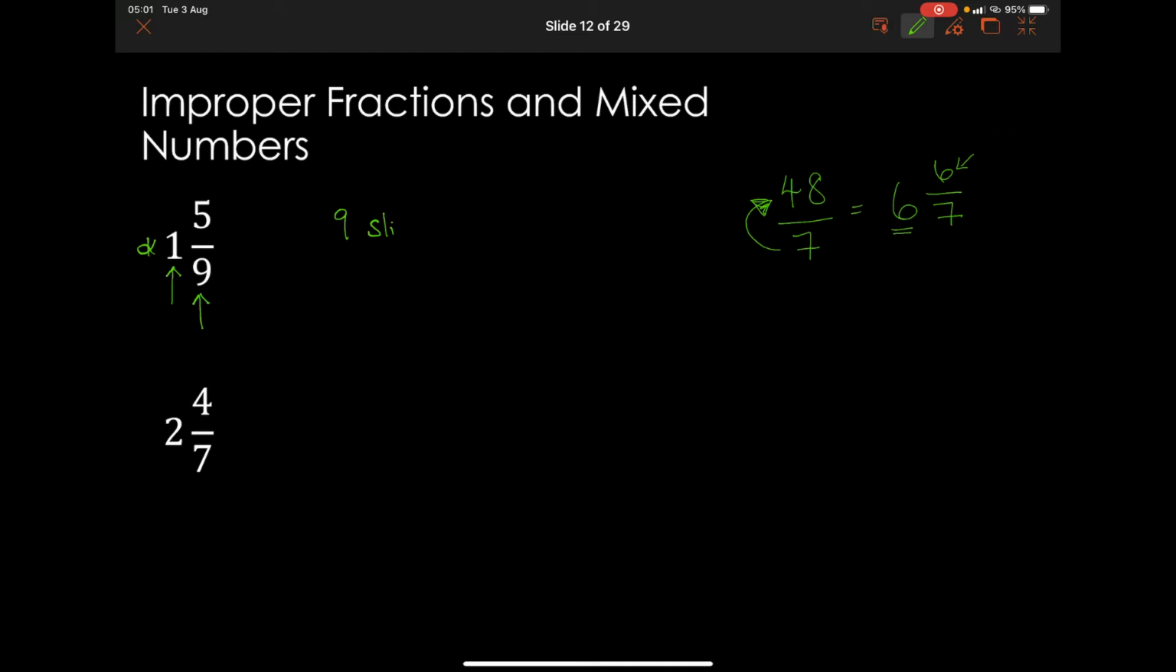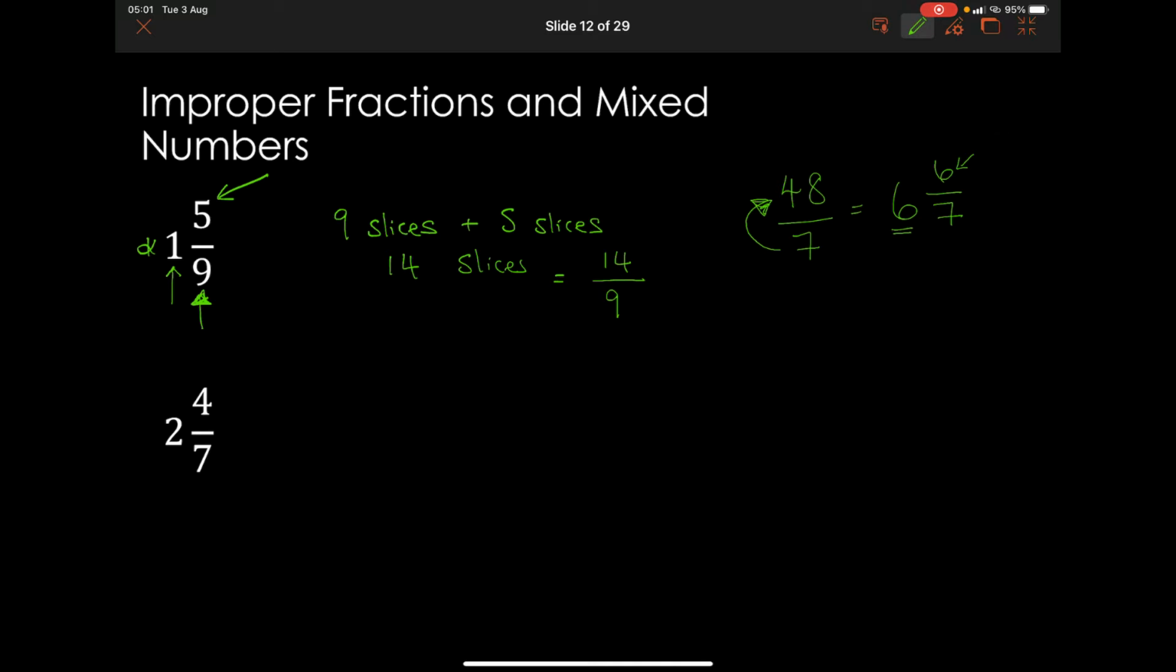So I know I've already got 9. I'm going to write that down. And then I've got 5 left over. So I've got another 5 slices. So altogether, I've actually got 14 slices. And to write that as a fraction, I would say it's 14 out of 9 because 9 is what's on the bottom here. And that's it. That's all you've got to do.